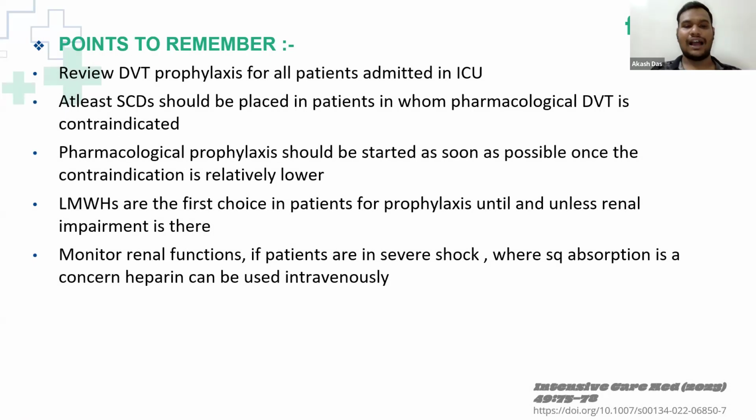So points to remember, review DVT prophylaxis for all patients admitted in ICU. At least SCDs should be placed in patients in whom pharmacological DVT prophylaxis is contraindicated. Pharmacological prophylaxis should be started as soon as possible once the contraindication is relatively lower. LMWHs are the first choice for prophylaxis until and unless renal impairment is there. Monitor renal functions. If patients are in severe shock, where sub-Q absorption is a concern, heparin can also be given intravenously for DVT prophylaxis. Okay, so you can always think of this.